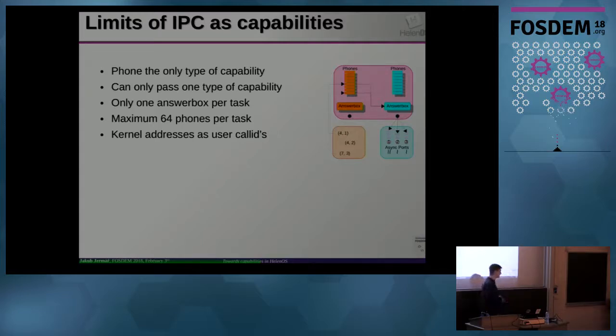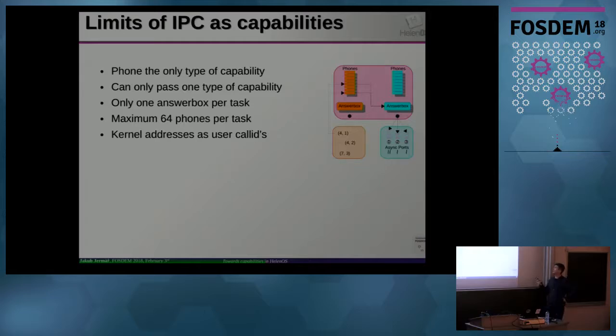And there were some hard limits. For example, a limit of 64 phones per task. And there was one especially annoying thing, which is the last one, that those call IDs, the numbers that in user space identify a call either to reply or to forward, were actually leaked kernel addresses, because frankly, can there be a better user identifier than a leaked kernel address? Sure, there can be, and we will see what it is.